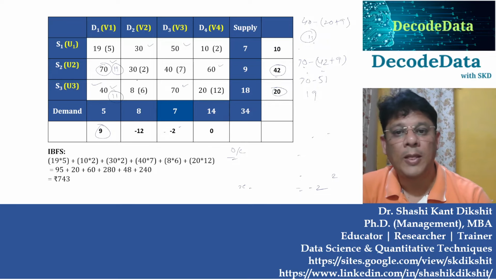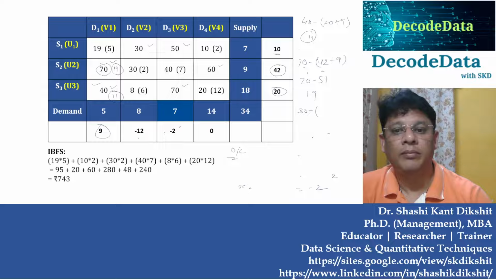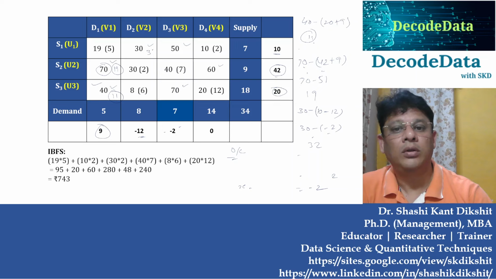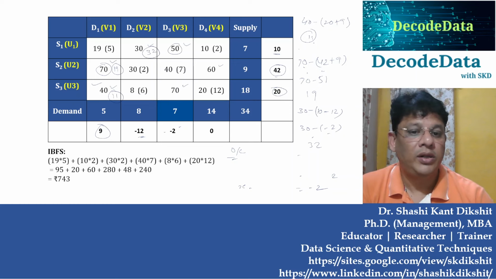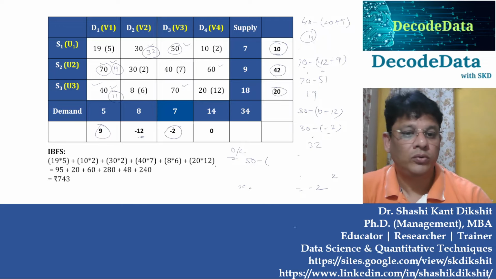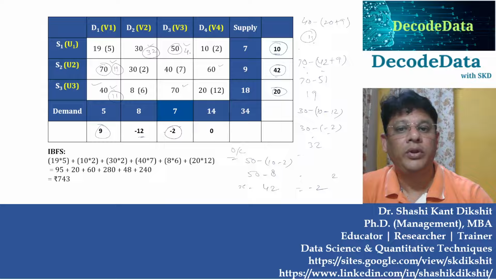Clear? Now let's move on to 30. So I'll say 30 minus 10 and minus 12. So 30 minus 10 minus 12. So 30 minus 2. So this will be 32. So this is 32. Clear? Now let's move on to this one, 50. So I'll say 50 minus 10 and minus 2. So 10 minus 2. So 50 minus 8. So 42. So this is 42.